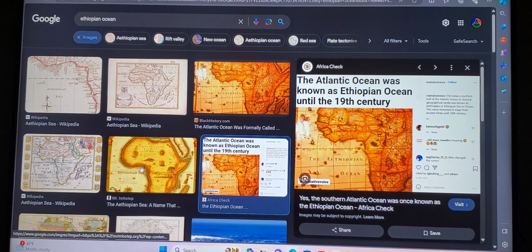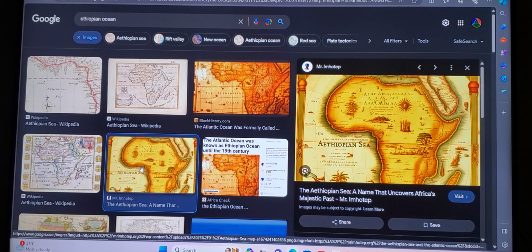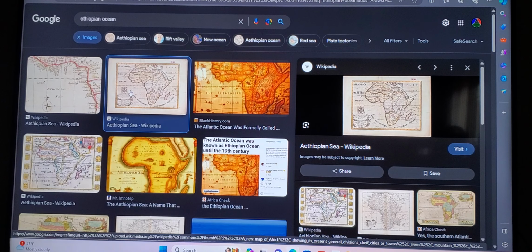Okay. There's another picture right there. Ethiopian Sea.